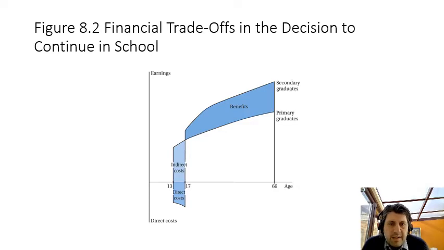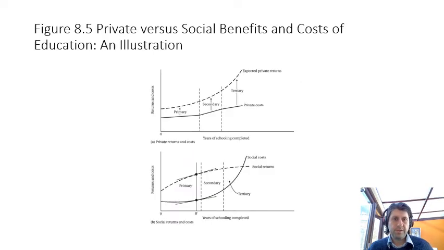Now those direct and indirect costs put together must be lower than the expected benefits that you expect to accrue from pursuing that additional year of education. So as long as those costs are smaller than the benefits, you go ahead and pursue another additional year of education. If the benefits are smaller, then you wouldn't do it.